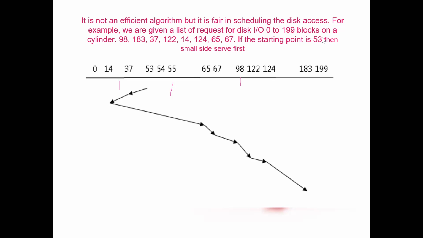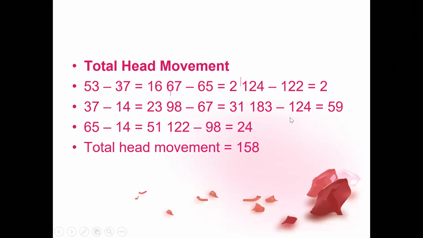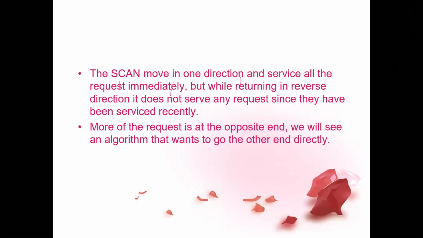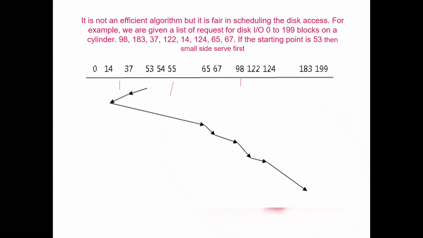Now what is the issue here? The total head movement, calculated in a similar way, is 158. So the scan moves in one direction and services all the requests immediately, but while moving in the reverse direction, it does not serve any request since they have been serviced recently. Most of the requests are at the opposite end, so we will see an algorithm that wants to go to the other end directly. If it serves one side, on the other side there are lots of requests that have to wait until this one side finishes. So this is not a good thing.